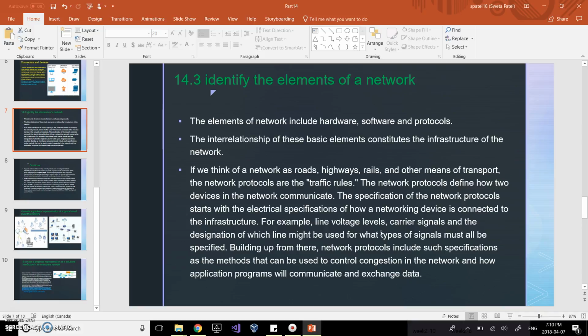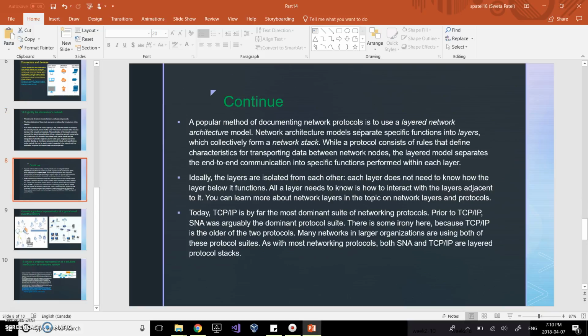Building up from there, network protocols include such specifications as a method that can be used to control congestion in the network and how application programs will communicate and exchange data. A popular method of documenting network protocols is to use a layered network architecture model. Network architectural models separate specific functions into layers which collectively form a network stack. While a protocol consists of rules that define characteristics for transporting data between network nodes, a layer model separates the end-to-end communication into specific functions performed within each layer.